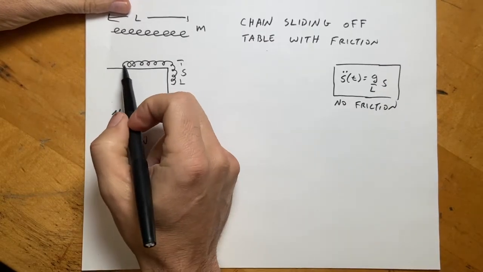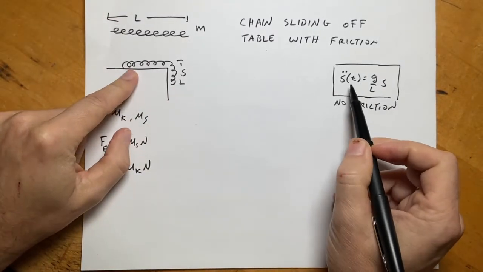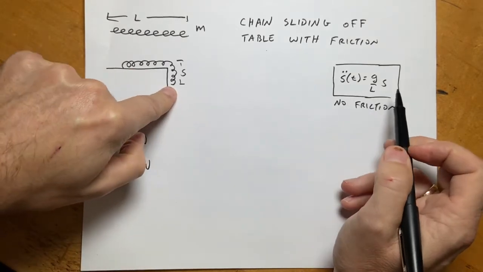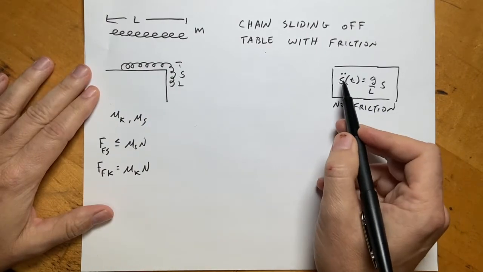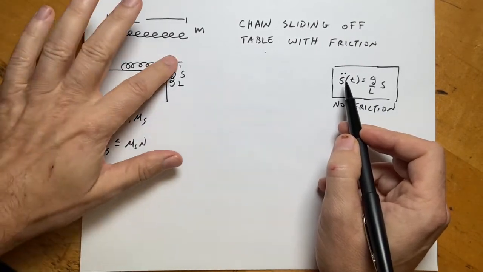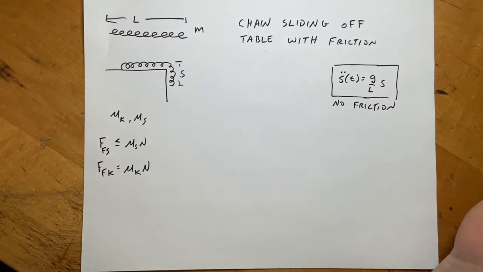I did it in a couple of different ways, but I did find that the acceleration of a chain depends on the length of the chain, or how much is hanging over the edge. And I got this expression where s double dot is the second derivative of s, and s is my position. So that's from before. But now what if there's friction? What would we do in this case?